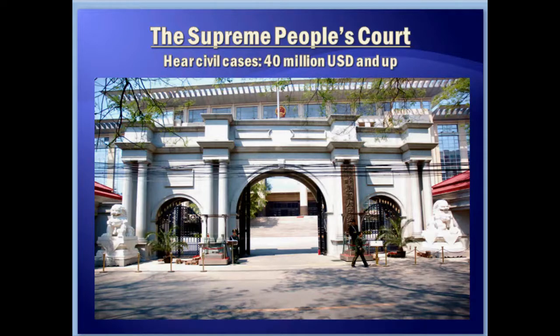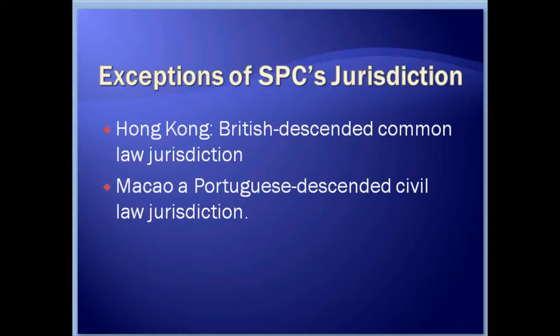However, the Supreme People's Court's overall jurisdiction has two exceptions. Hong Kong and Macau are out of the jurisdiction of the Supreme People's Court. Hong Kong and Macau, as special administrative regions, have their own separate judicial systems based on British common law traditions and Portuguese civil law traditions.